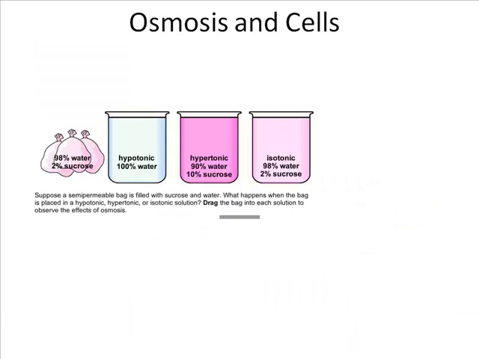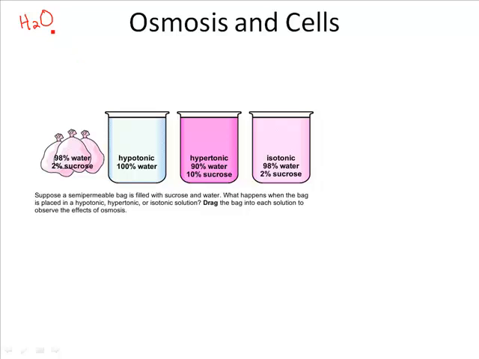Now let's look at this example. You can actually apply this to both plant and animal cells. And I want us to walk through and think about what's going to happen in each case. So here we have a dialysis bag that's filled with 98% water, 2% sucrose. Now, consider this to be a cell. And remember, a cell has a semi-permeable membrane. In these bags, the bags are permeable to water and not sugar. So the only thing that we're going to regulate the movement of in this case is the movement of that water.